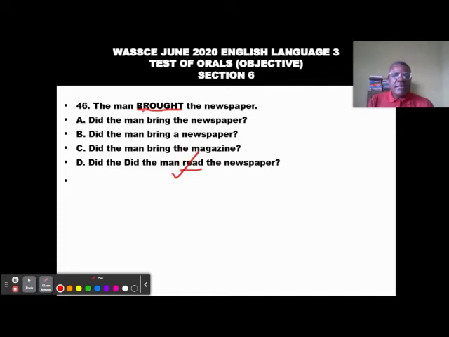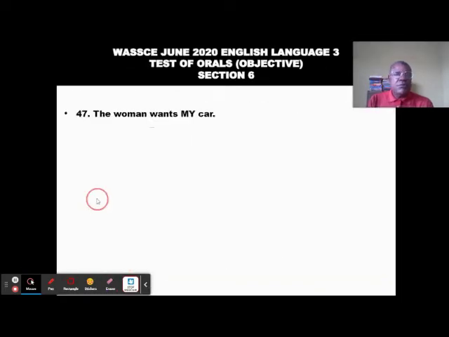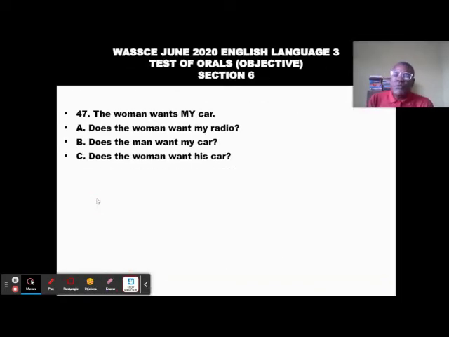The answer then is no. The man did not read the newspaper. On the contrary, the man brought the newspaper. Now, the emphasis is on brought, that the man brought the newspaper. He did not read the newspaper. So that is how contrastive or emphatic stress really works. So let's go to the next question, question 47.